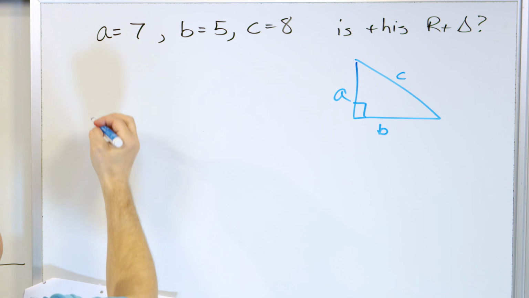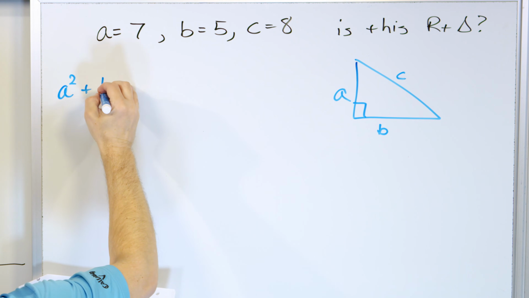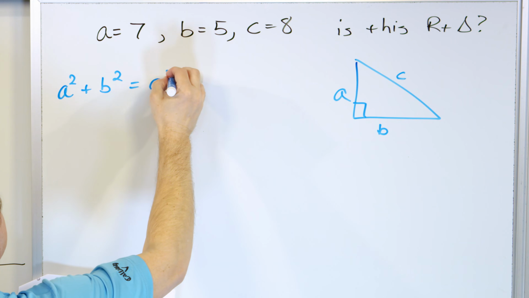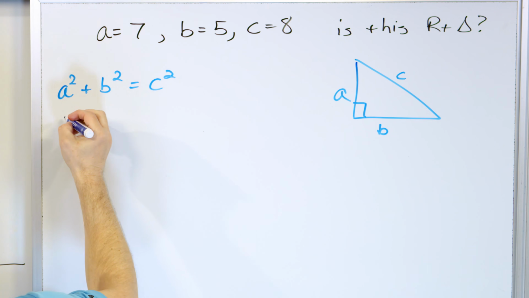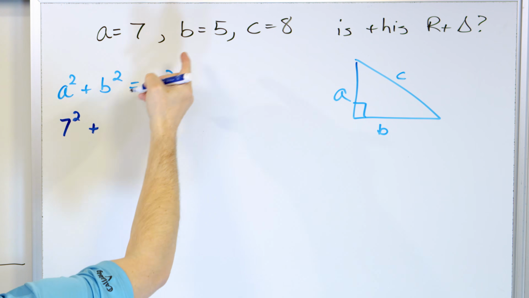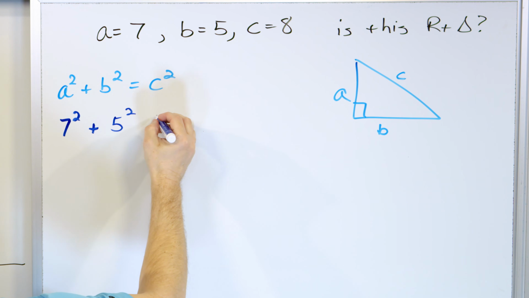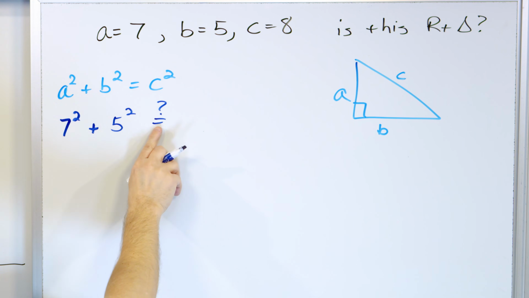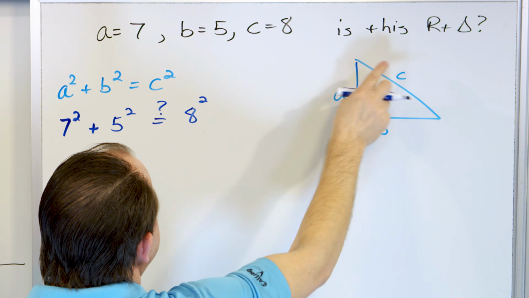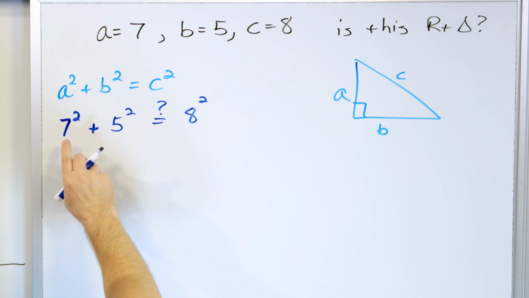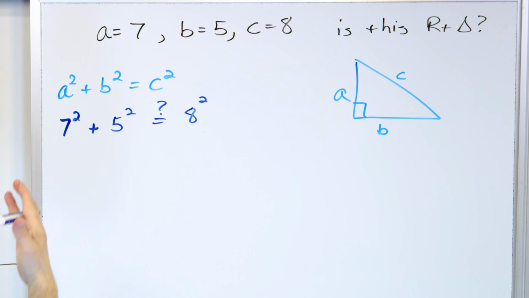All right. So we know that A squared plus B squared has got to be equal to C squared. So let's put in some values. A is equal to 7, so that's 7 squared. B is equal to 5, that's 5 squared. And that's equal, question mark. This is what we want to do, to see if it's equal to 8 squared. So A, B, and C. If it's equal, once we do this, then we know it's a right triangle. And if it's not equal, then it's not a right triangle.